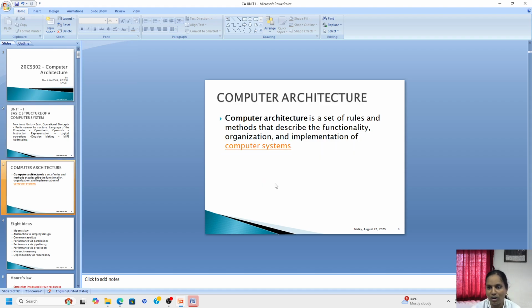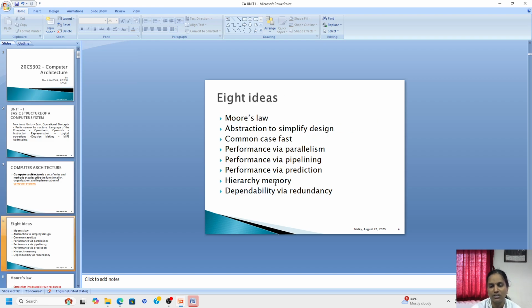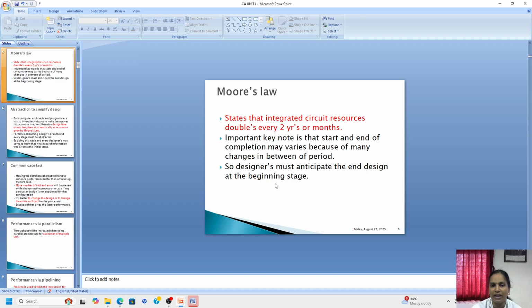First of all, computer architecture is a set of rules and methods that describes the functionality and the organization to implement computer systems. The 8 ideas of computer architecture are Moore's law, abstraction to simplify the designs, common case fast, performance via parallelism, performance via pipelining, performance via prediction, hierarchical memory, and dependability via redundancy. Moore's law states that integrated circuit resources double every two years or so. So the evolution happens at a gradual level.